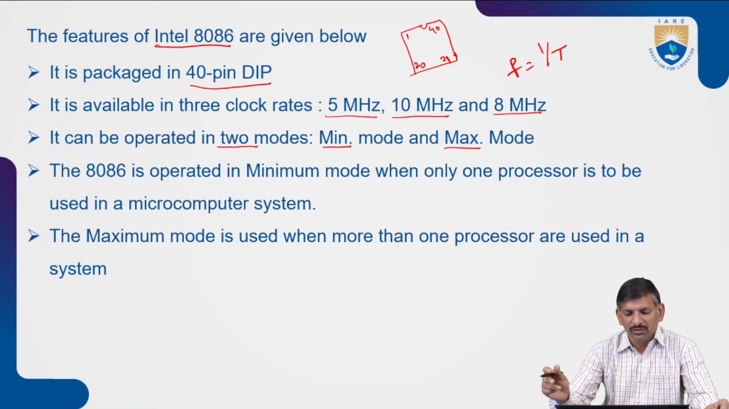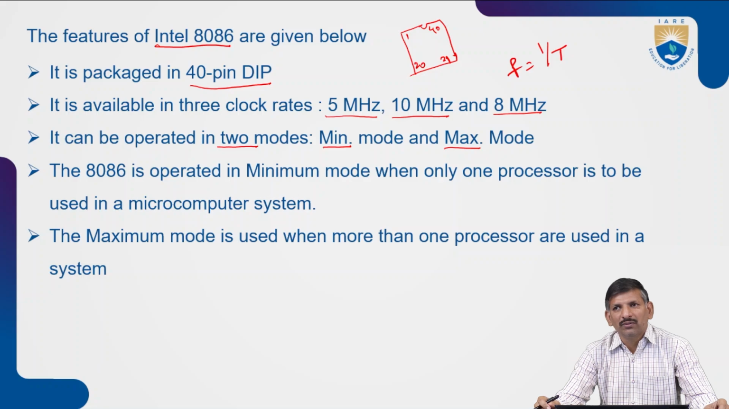The maximum mode is used when more than one processor is used in the system. So these are the features of 8086 microprocessor.